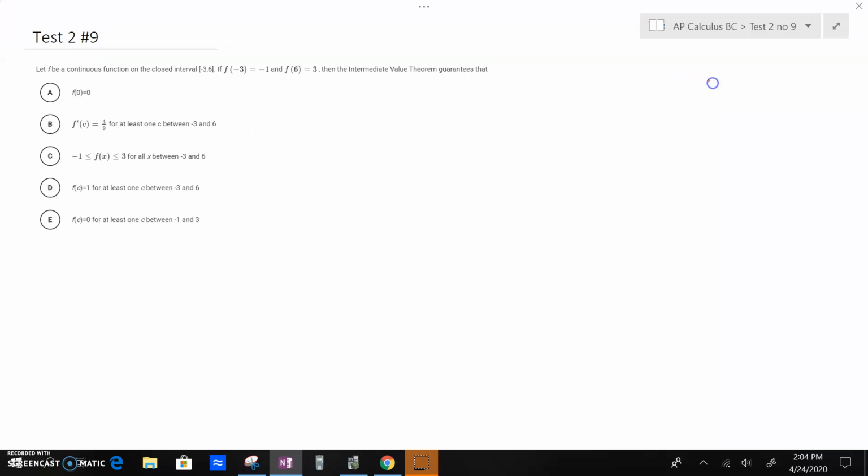The second one was number 9. It's asking, on a continuous function, if f of negative 3 is negative 1, so we've got the point negative 3, negative 1, and f of 6 is 3, so we have 6 comma 3, then the intermediate value theorem guarantees. They're setting you up here to use IVT, or intermediate value theorem. Intermediate means in between, so they're specifically asking you what happens in between these two. And the answer on this one ends up being D.